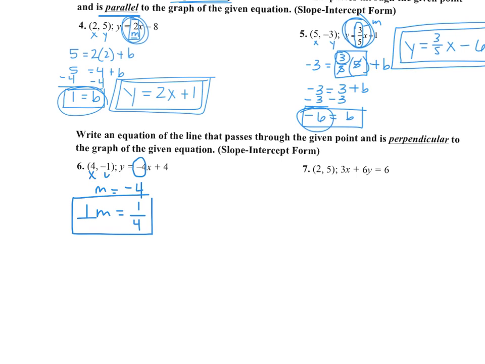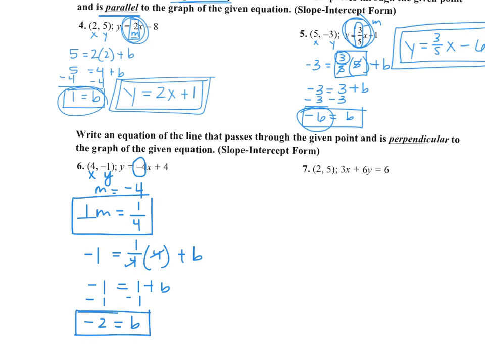And then here's my x and my y up top. So it's going to be y equals, -1 equals 1/4 times 4 plus b. Okay, 1/4 times 4, your 4's cancel and you just get 1. So -1 equals 1 plus b. If you take away 1, you get -2 is your b value. And then you can plug that in with your slope and your y-intercept. So y equals 1/4 x minus 2.